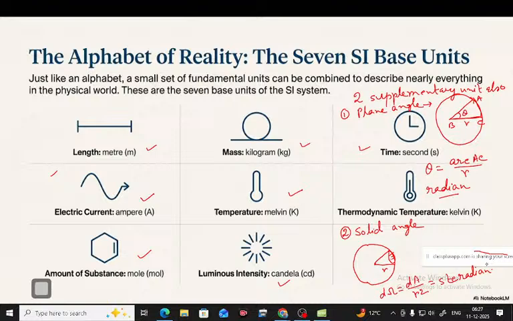So what you find is that there are 7 fundamental SI units and 2 supplementary units. Supplementary units are plane angle and solid angle. Plane angle can be measured in radian and solid angle can be measured in steradian. These are 2 basic important things we should learn. Now we will go to the next session and see what is given here.